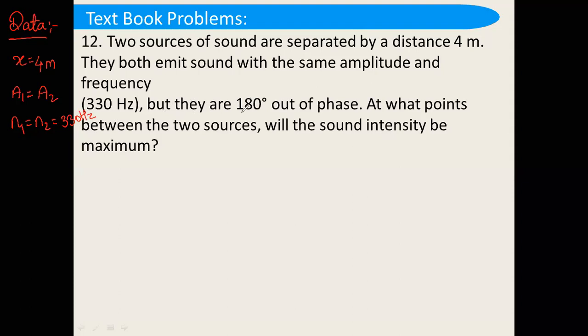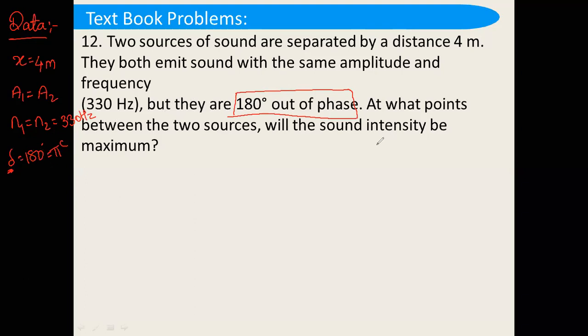So this is the explanation. 180-degree out of phase, you can write it as delta. Delta is equal to 180 degrees, which is equal to pi radians. But this does not belong to the same wave. This belongs to different waves.